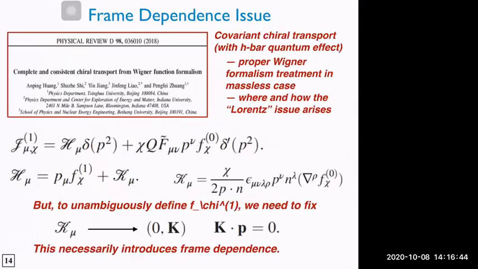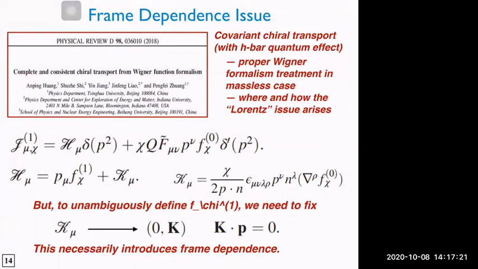So what I want to point out here, reporting our work back in 2018, is where exactly the frame dependence or non-covariant issue comes in. Also at that time, we had in mind a proper Wigner formalism treatment in the matrix case. So that's what was done in this work. It turns out that the key step where the frame dependence comes in is at h-bar order, when you try to decompose the current J at h-bar order.